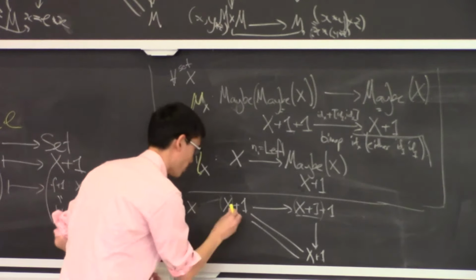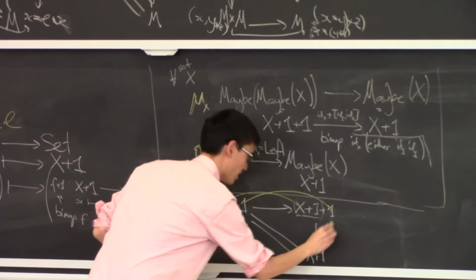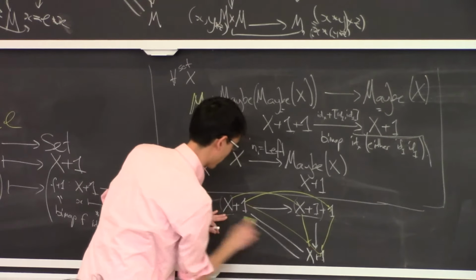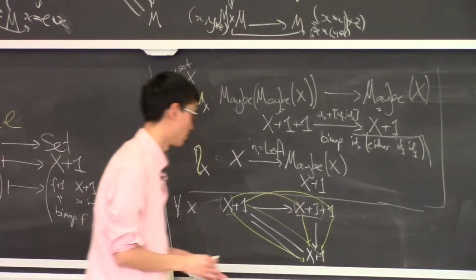So what I want to emphasize is that what's going on is this goes to this, and this goes to this, and then going down here is just exactly this thing going there and this thing going there. So that's the one unit law.